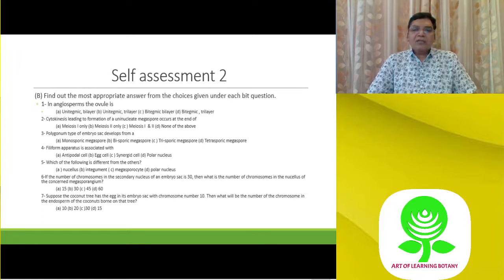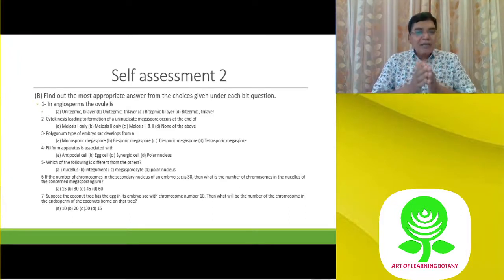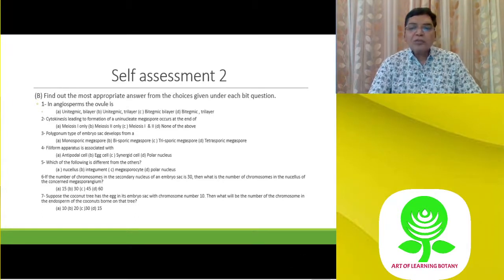Now coming to the last one. Suppose the coconut tree has the egg in its embryo sac with chromosome number 10. So egg is 10, that is haploid, because egg is haploid. Then what will be the number of chromosomes in the endosperm of the coconut born on that tree? The endosperm is formed by the union of the secondary nucleus, which is 2n, with the gamete, which is n. So it is a 3n structure. So you know the answer now. n is 10, means it is 30. So that is the answer. Okay, so you must understand what the endosperm status is.